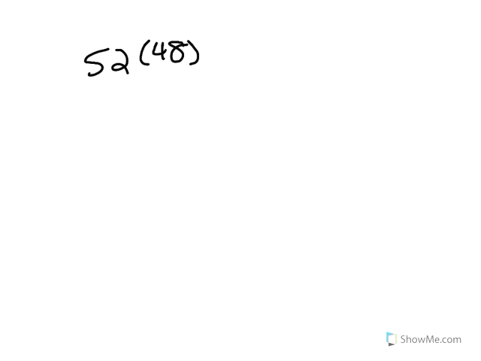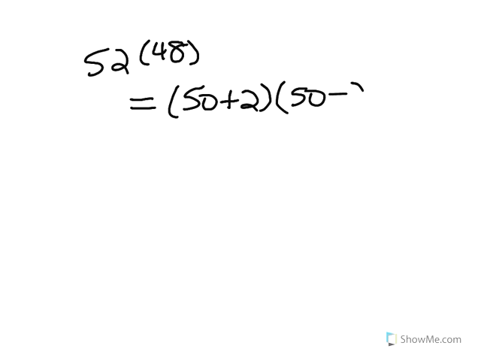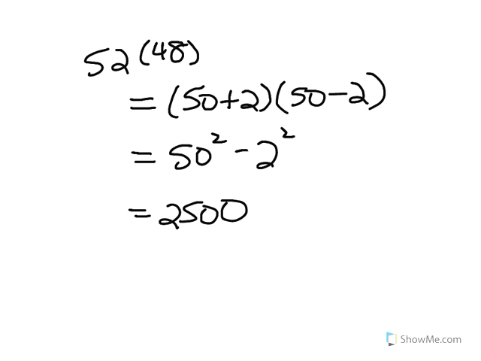Let's do that one more time, just to make sure you've got it. Here we have 52 times 48. 50 can be rewritten as 50 plus 2. And 48 can be rewritten as 50 minus 2. And now we can use our rule. That's going to be 50 squared minus 4, or minus 2 squared to be consistent, I suppose is what I should write there. Well, 50 squared is 2,500. And 2 squared is 4, so the product is 2,496.